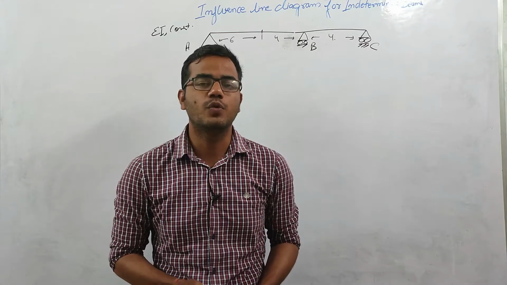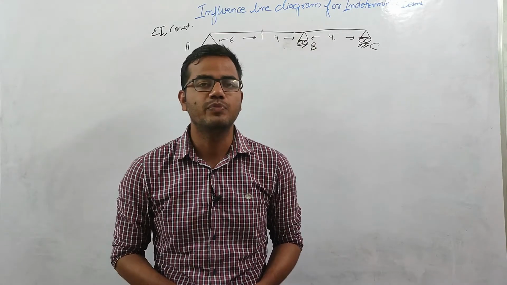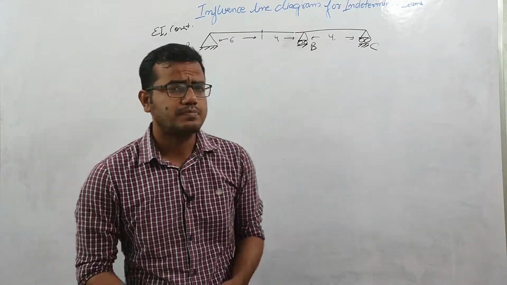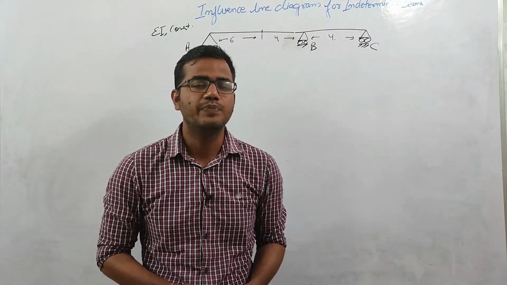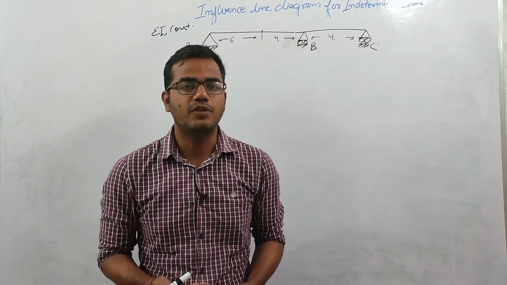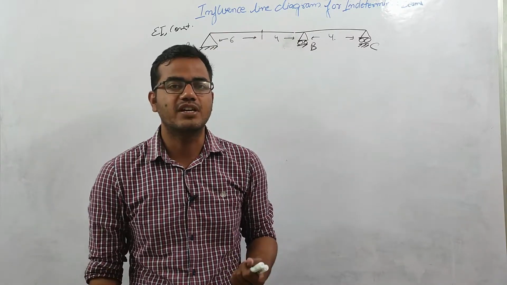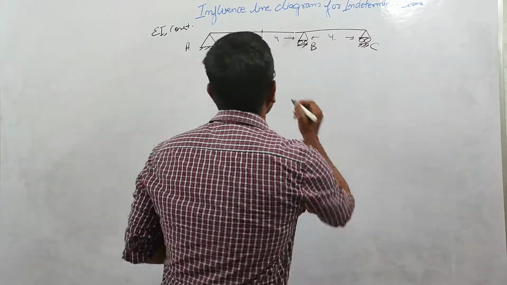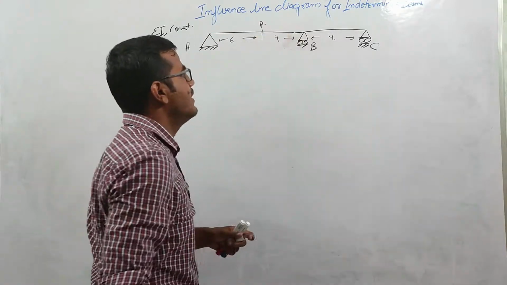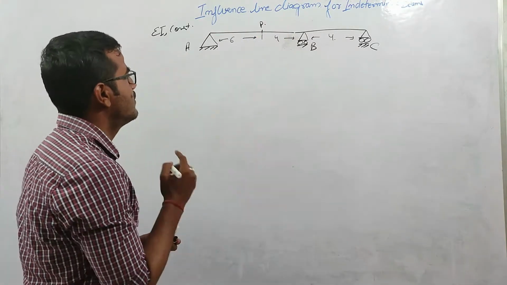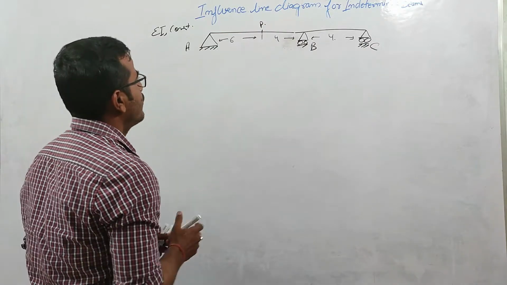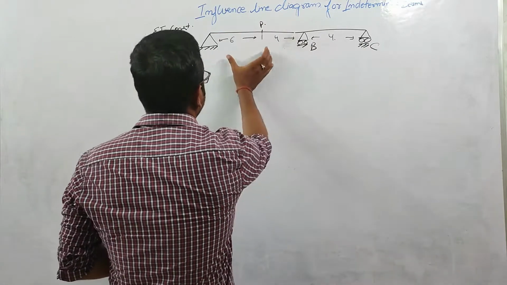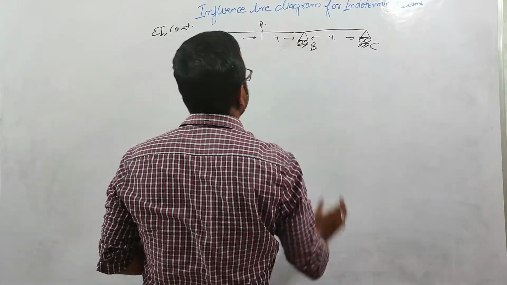In today's lecture, we are going to discuss the influence line diagram for this continuous beam, in which we will draw the influence line diagram for all the support reactions, and we'll also draw the influence line diagram for the internal reactions at point P. This is the continuous beam which is given. This span is 10 meter and this span is 4 meter.